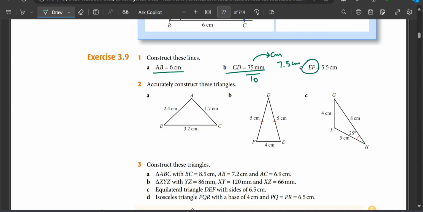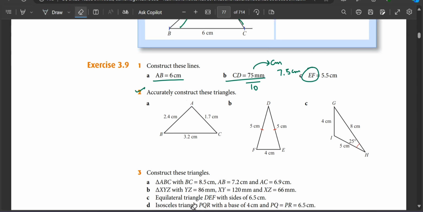Now question number 2, accurately construct these triangles. Now we need to construct all of these triangles. These are not made up to the scale, right? They're not to scale, so we need to make it on our own way. But we need to show those arcs over here, wherever it's going to be. Let's remove them so we don't have any troubles working it. So B to C, it's going to be 3.2 centimeter. Always start with the base. It's easier to get where you were trying to go.